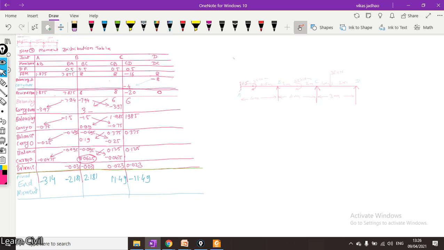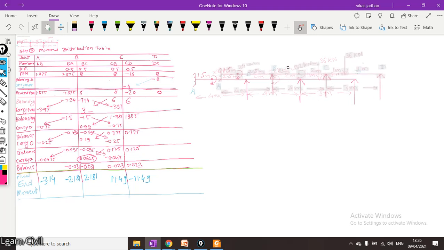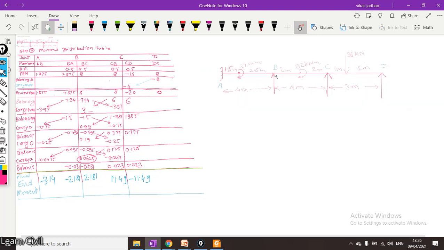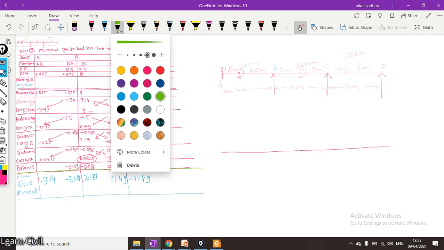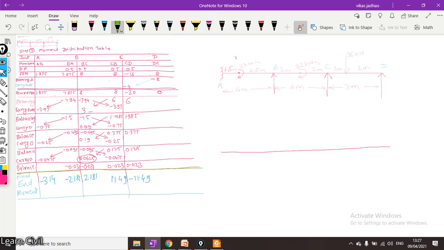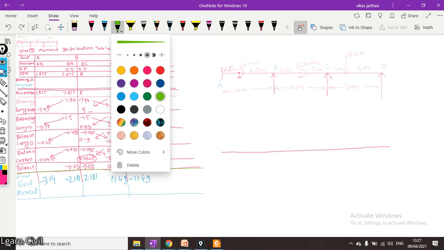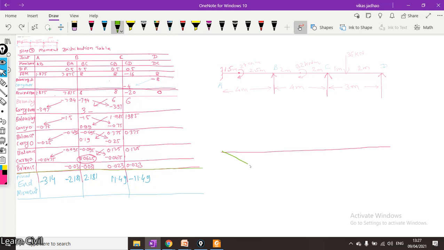So this is our diagram. Now we have to draw the bending moment diagram. For drawing the bending moment diagram, draw the reference line, then we have to draw the free bending moment values. For a beam subjected to some moment or couple, the free bending moment diagram will be something like this.